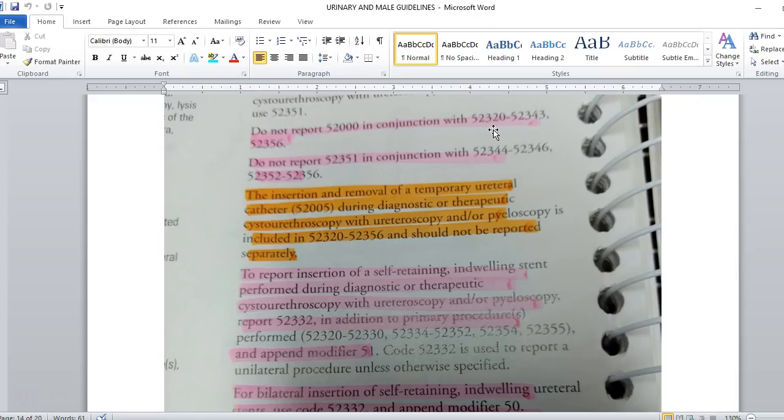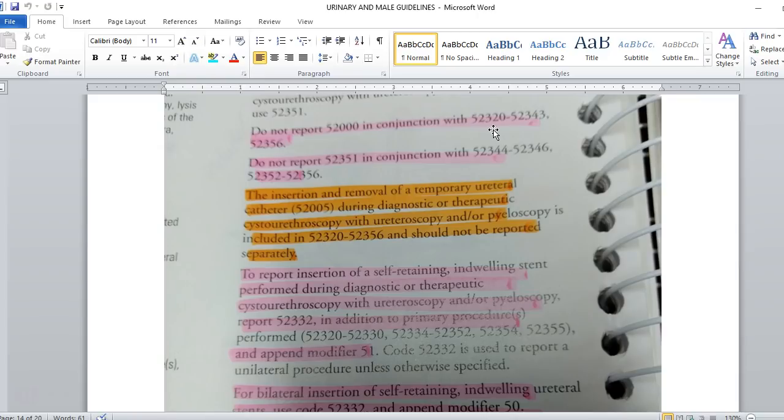We also do not report 52351 in conjunction with 52344 to 52346 and 52352 to 52356. In this case, 52351 is a cystourethroscopy with ureteroscopy and/or pyeloscopy, diagnostic. Remember, we're either doing a diagnostic scope or a surgical/therapeutic scope. We do not do the same type of scope in the same body area more than once. We always group a diagnostic in with a surgical or a diagnostic in with a therapeutic.